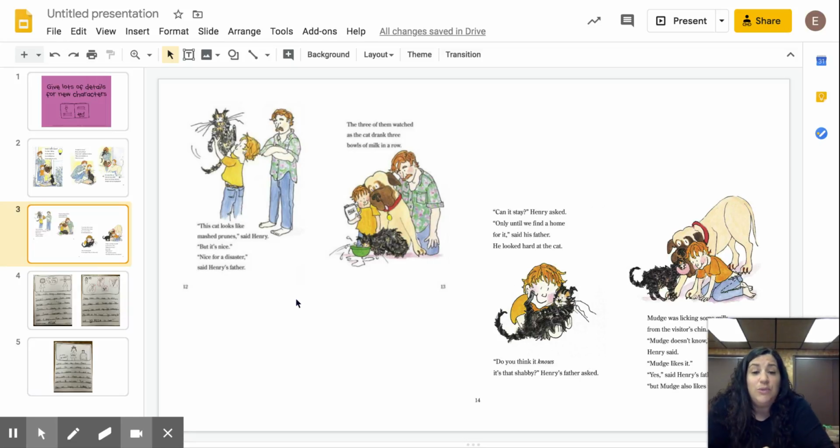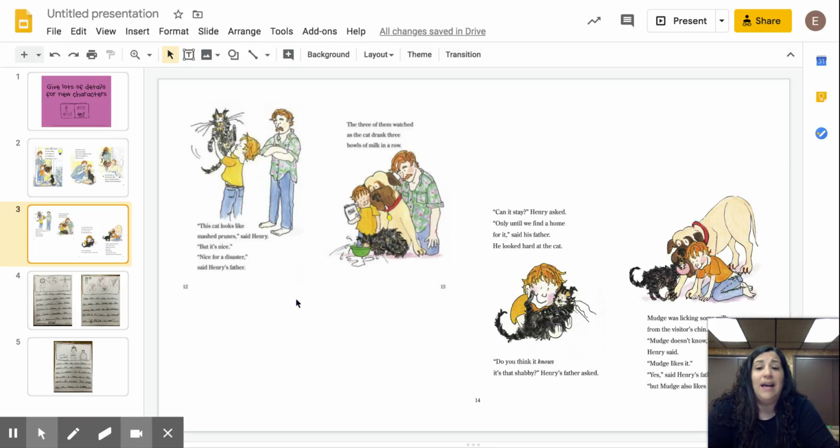Okay, so do you see that when this cat showed up in this story, Cynthia Rylant didn't just say, there was a cat at the door? She didn't just say, they opened the door and there was a cat. The end. Right? That's boring. That doesn't make the story exciting. She's giving us lots of details about this new character, this cat in the story.